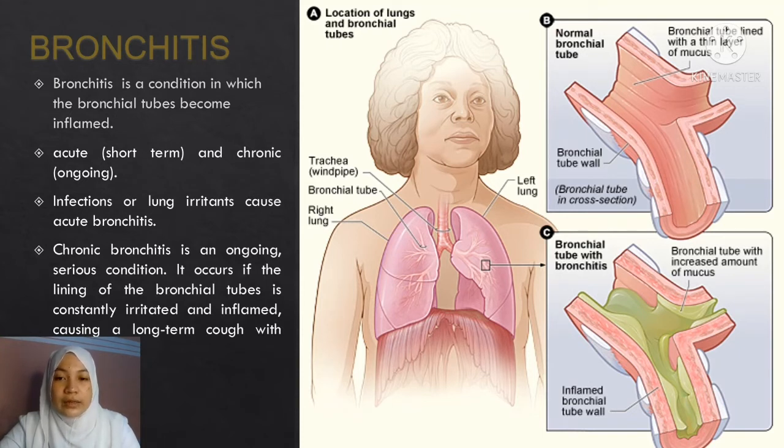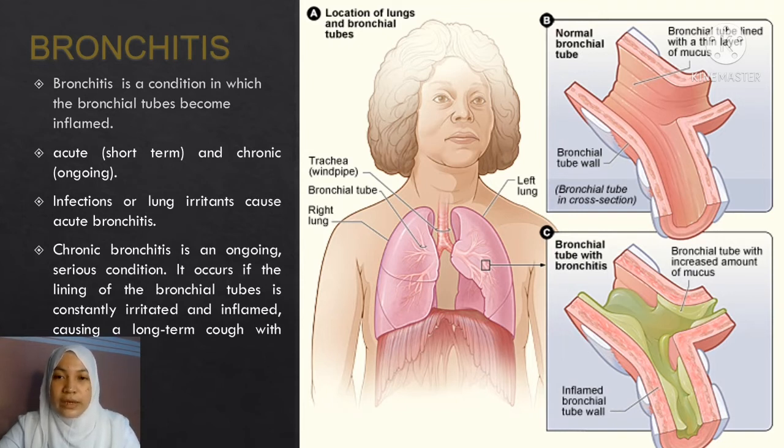Acute bronchitis is the short-term type of bronchitis, caused by infection or lung irritants. Chronic bronchitis is defined as the presence of cough and sputum production for at least 3 months. Chronic bronchitis is an ongoing serious condition, and it occurs if the lining of the bronchial tubes is constantly irritated and inflamed. It causes a long-term cough with mucus.